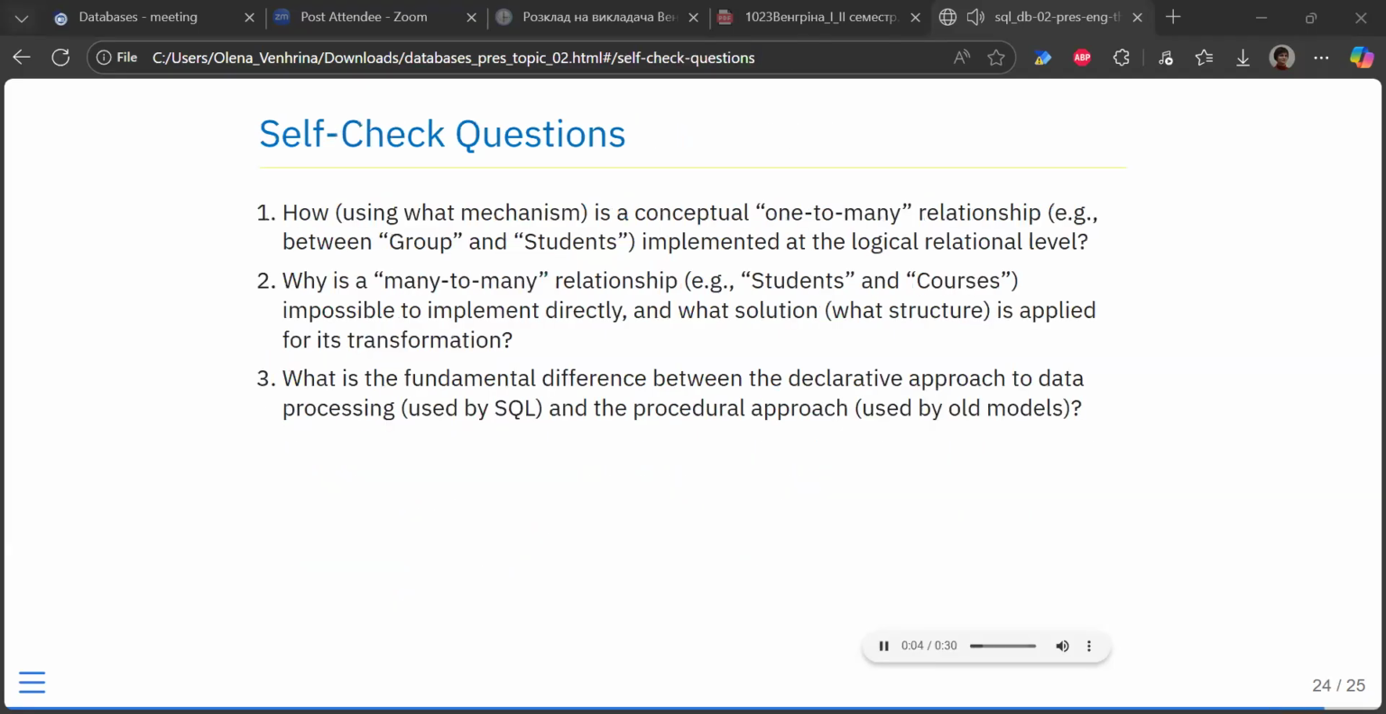This slide lists three key questions from those we considered today. They relate to the most fundamental aspects of the lecture. Implementing 1:M relationships, resolving M:N relationships, and understanding the difference between declarative and procedural approaches. Try to answer them yourself after the lecture to check how well you have mastered the material. The full list of 10 control questions covering the entire lecture is at the end of your lecture notes. Please be sure to familiarize yourself with it.